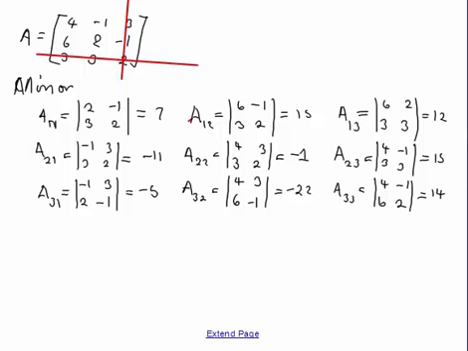Not the inverse, the determinant. Okay, these are minors. Sorry, I wrote minor there. These are minors, right? Now, let me tell you something. I can make a matrix using this A11, A12. You can see that I can make a 3 by 3 matrix with these numbers. That's right. Everyone can see that.